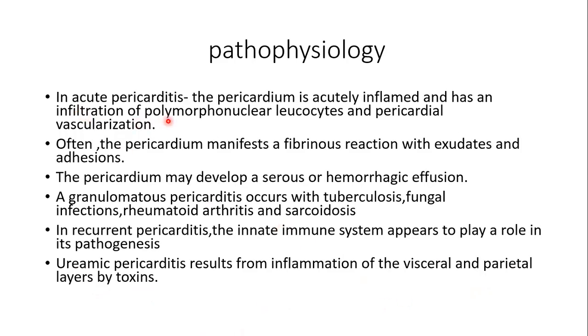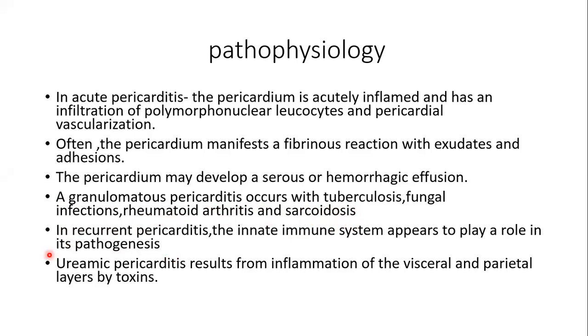So in acute pericarditis, the pericardium is acutely inflamed. I think I've explained those ones. Let me just pick the prominent things with the picture I showed earlier on. So you can also have the fluid being a hemorrhagic effusion, and there are instances where you have a granulomatous pericarditis, which occurs with tuberculosis. Fungal infection can also give that kind of presentation. And also occasionally you can have rheumatoid arthritis and sarcoidosis.